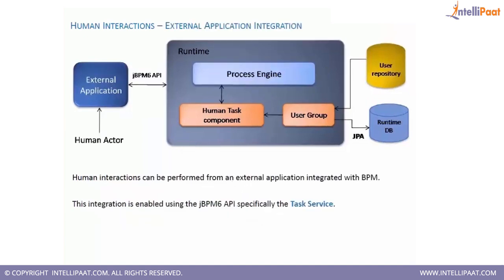So the other way to handle the human interaction is by considering this whole process engine as a service, and we have our own external application which consumes this external process engine, and the human actor doesn't even know that there is a process engine at the back. He just connects with the external application and gets the whole thing going. So the interaction between the external application and the process engine is made possible using the API that they have provided us. So there are three different ways of communicating to it.